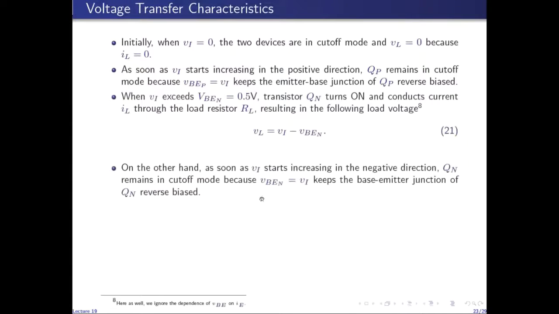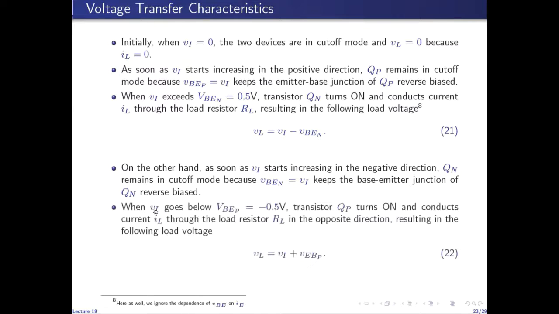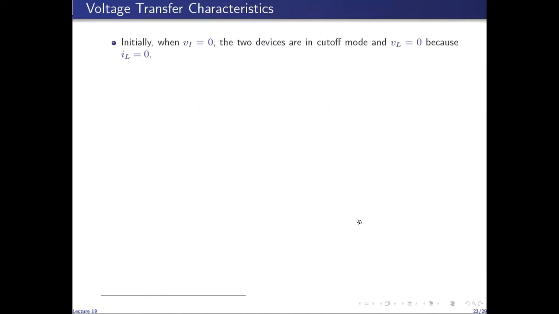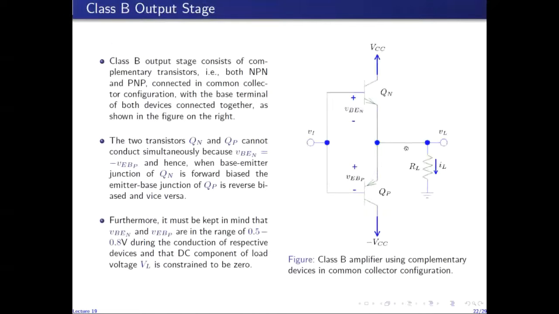So since VBE of N is equal to Vi and Vi is increasing in the negative direction, Qn remains reverse biased. Qn remains in cutoff mode. Base emitter junction of Qn remains reverse biased. And when Vi goes below this minus 0.5 volts, QP turns on because its emitter base voltage goes beyond 0.5 volts. And it starts to conduct the current IL through the load resistance RL in the opposite direction. So now QP will conduct the current IL in the opposite direction.